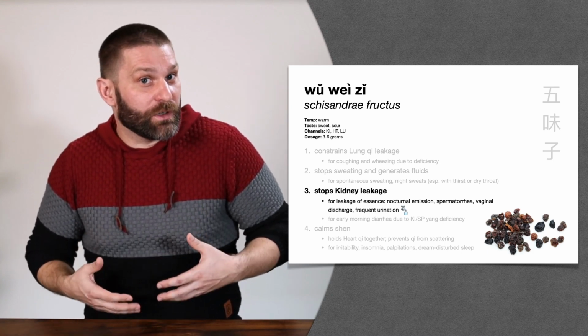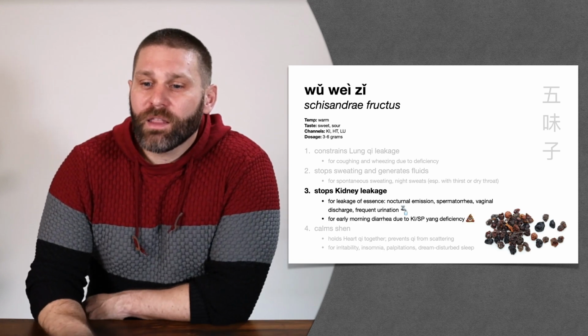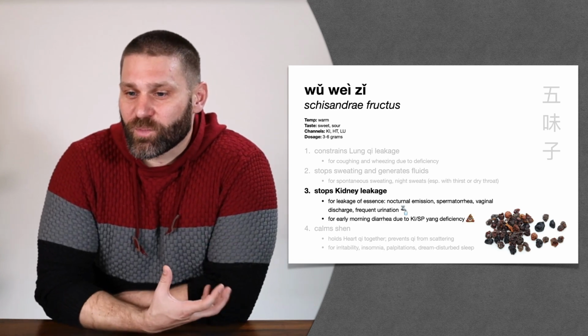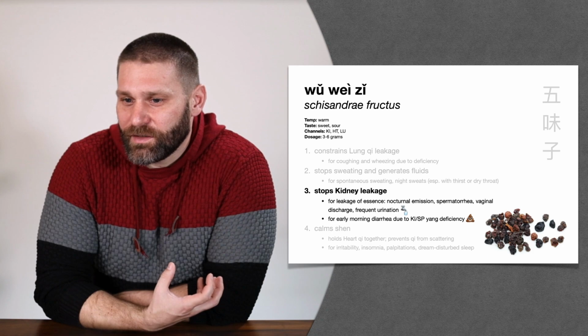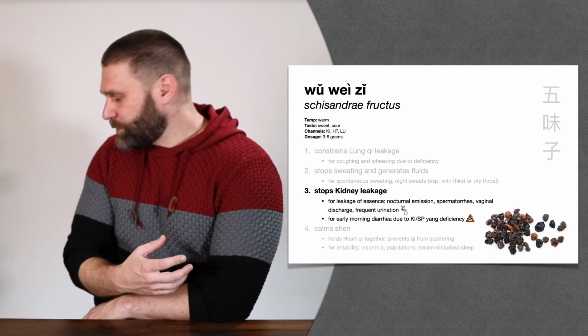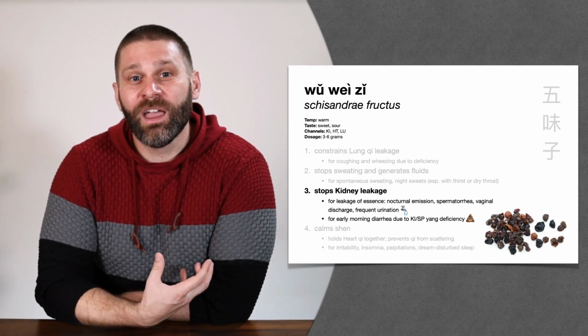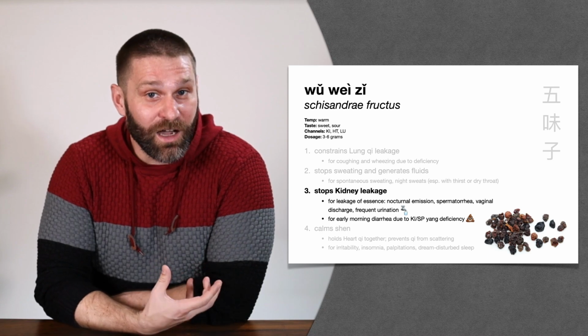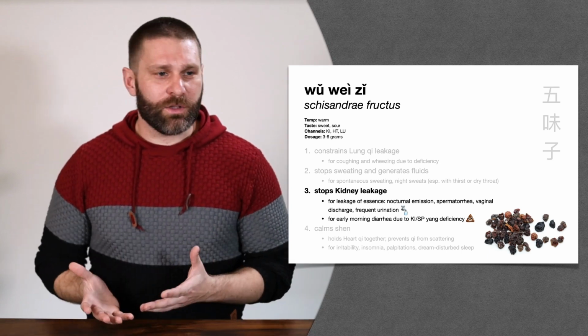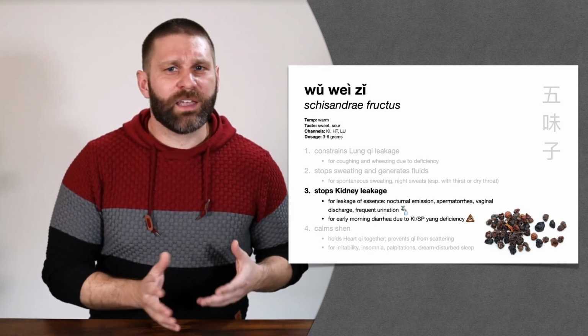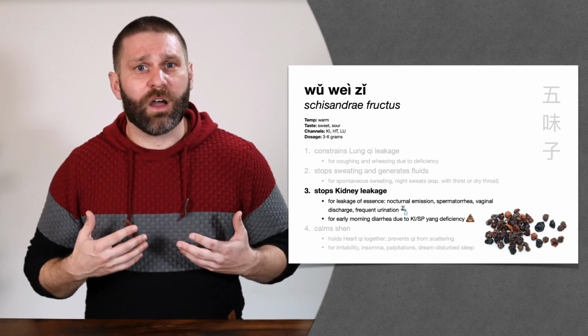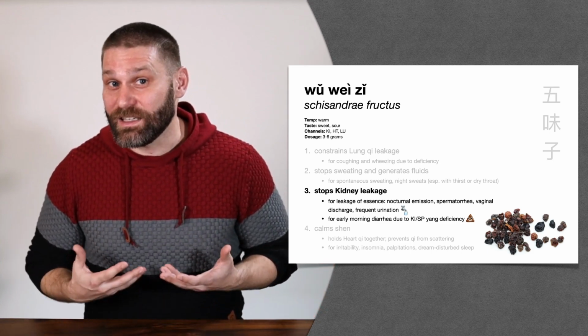We can have leakage of urine or leakage of essence. And this can also help bind up the intestine for early morning diarrhea, especially when that diarrhea is due to spleen and kidney yang deficiency. So this is something that we talked about in the category before, when we talked about herbs that tonify kidney yang.